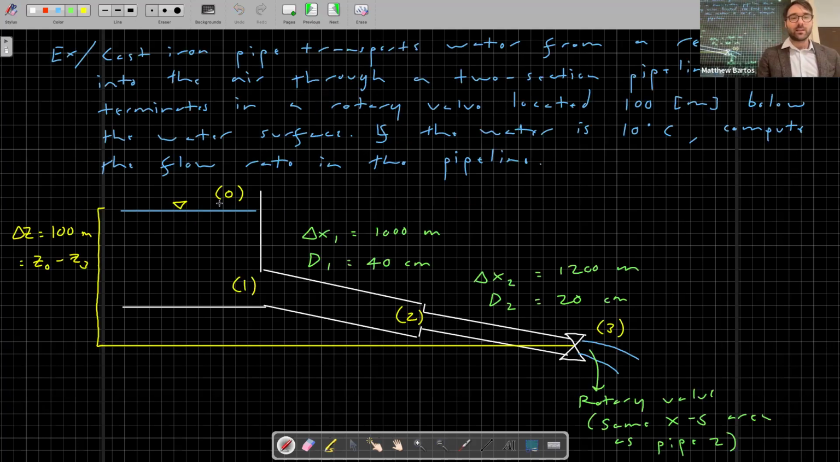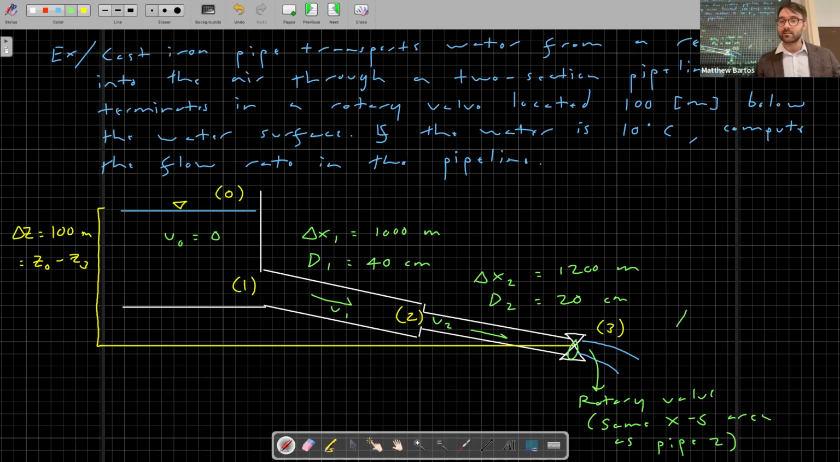So in pipe 1, we have some velocity U1. In the reservoir, we have U0 equal to 0. In the smaller pipe, we have some velocity U2. What is the velocity at the valve at point 3? What is it equal to? It's equal to U2. Remember that I said the rotary valve has the same cross-sectional area as pipe 2. That means the velocity at the rotary valve has to be equal to the velocity of pipe 2 by continuity.